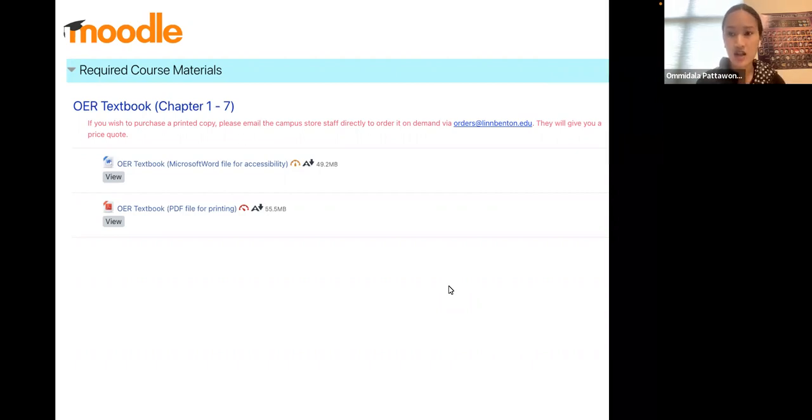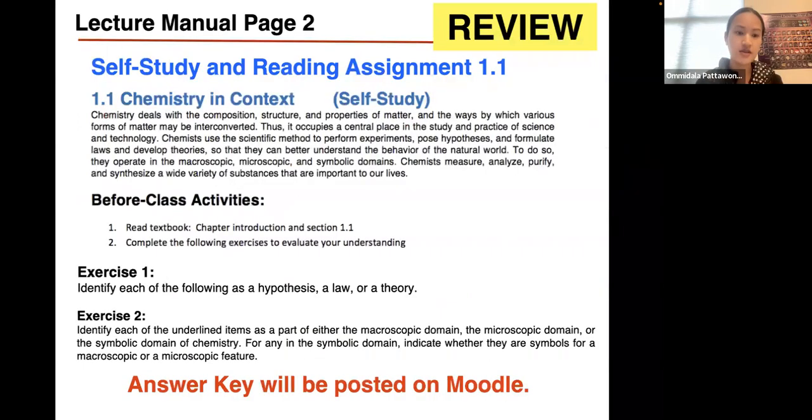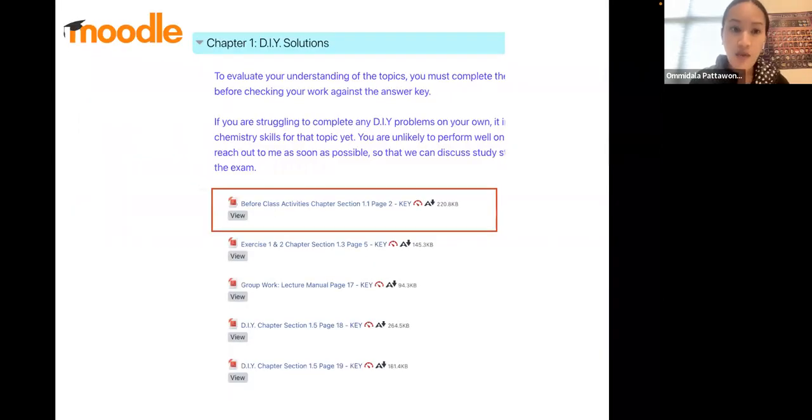Okay, so as I mentioned in the course overview video already, the OER textbook would look like this. And what you are going to do is look for chapter 1.1 to read the text and then answer the activities. So you're going to answer this question right here. The answer key for that will be posted on Moodle, under chapter 1, DIY solution. So for this one, section 1.1, page 2 key, you should be able to check your work according to what I have here.